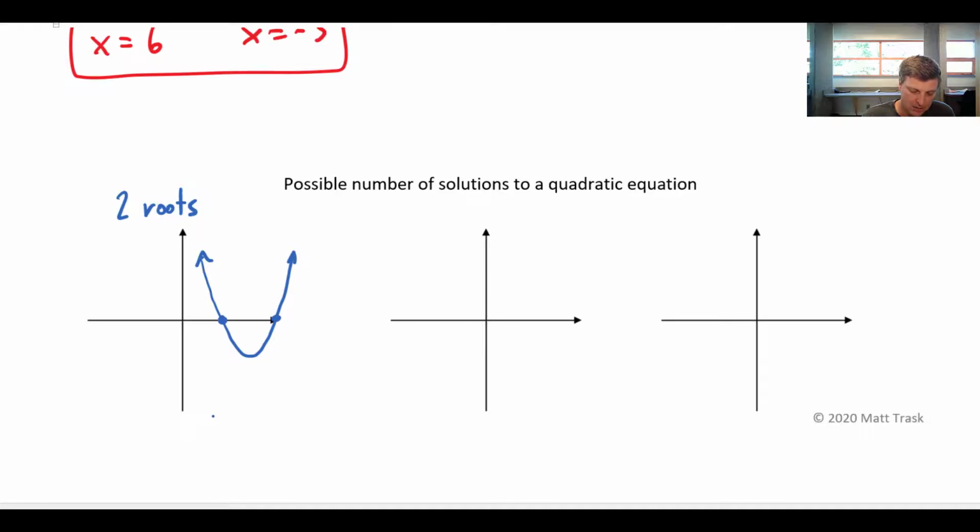You can see them right there and there. Or it could be something like this. Maybe that's a parabola there. We can see it's got a root there, and it's got a root there. So whether it's inverted or upright doesn't matter. It's still possible to have two roots.